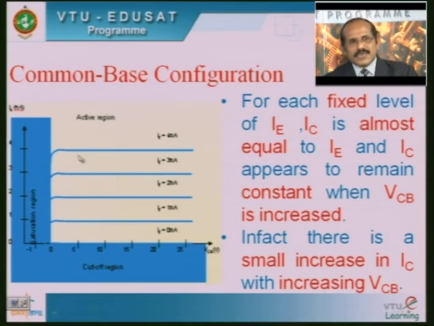So you can see this: when VCB is increased from 0 to 25, you can't find much change; the current curves are almost flat. So there is not much variation here. That means the increase in VCB is not having much effect on the output current, that is, the collector current.